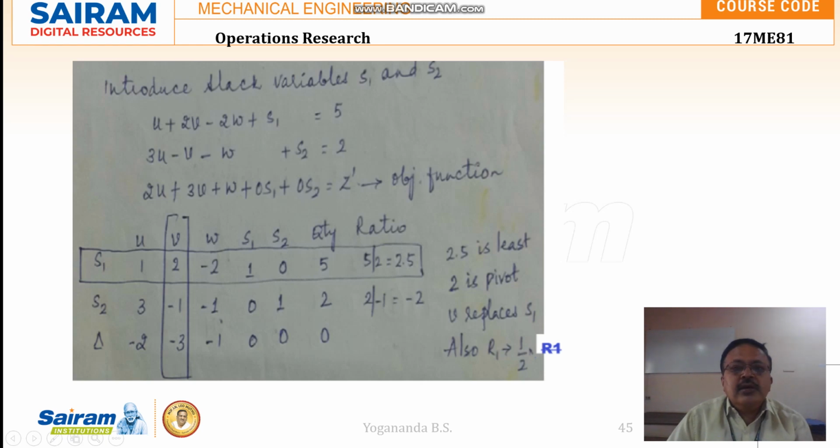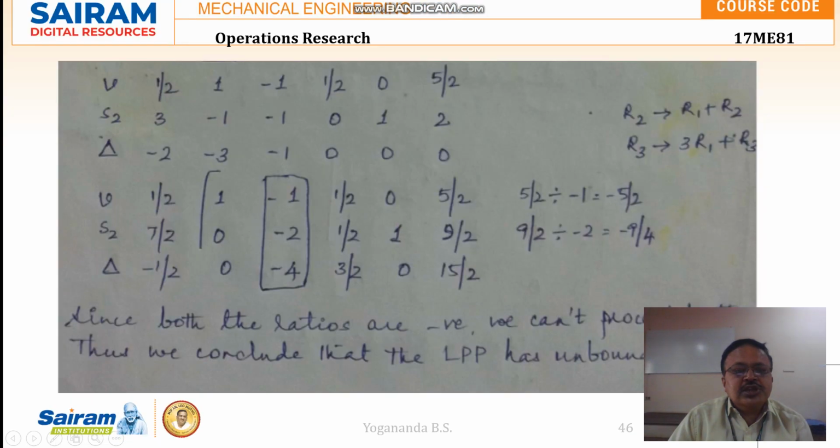Now making this pivotal element 2 as 1 and the other entries in the pivotal column as 0 with suitable row operations, we have the last table here. In the last table, since both the ratios here are negative, we cannot proceed further. So we conclude that the LPP has an unbounded solution. Thank you, friends.